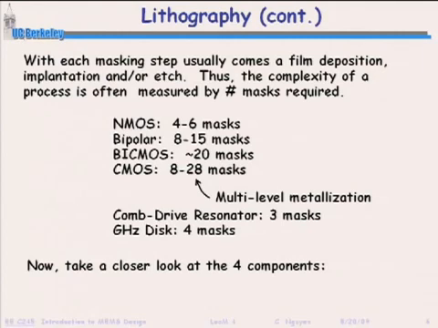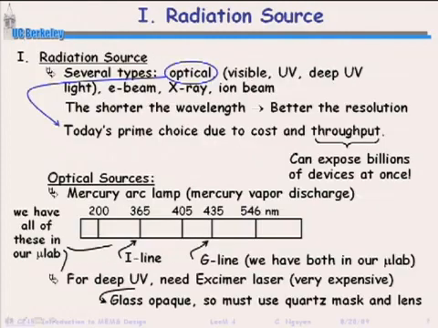So let's take a closer look at the whole lithography component here. First, the radiation source. There are several types of radiation sources. I mentioned optical. This means visible light, UV light, deep UV light. But there are other types of sources: e-beam, X-ray, ion beam type lithography. I'm sure you've all heard about these things. They all differ basically in the wavelength you're using. The shorter that wavelength, or the wavelength of the phenomenon you're using, I won't call them all light, the better the resolution you'll be able to get.